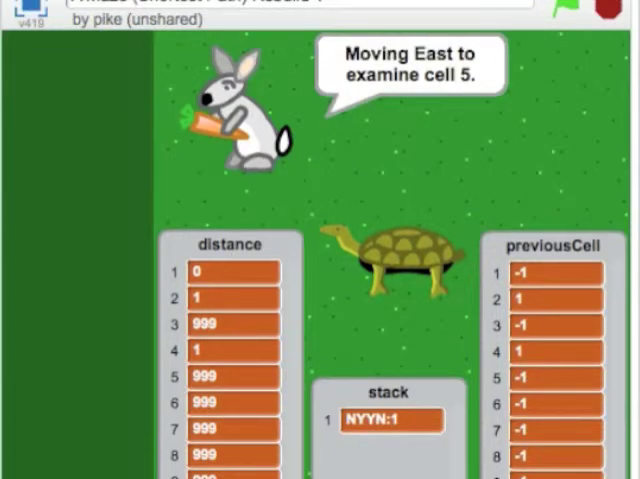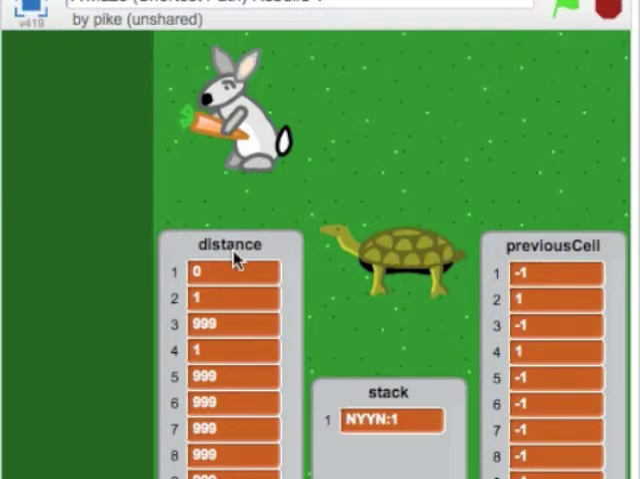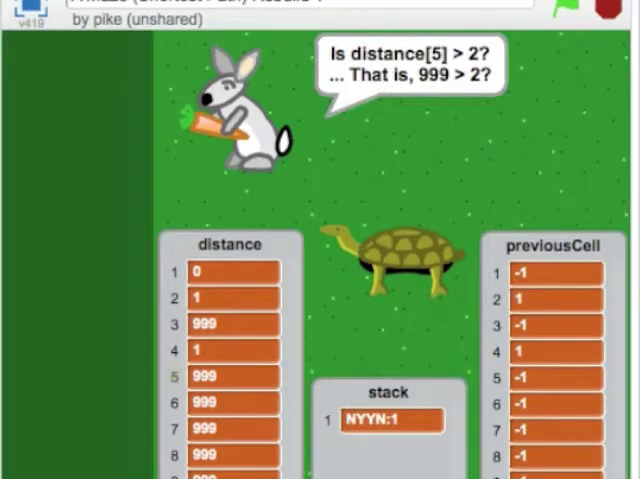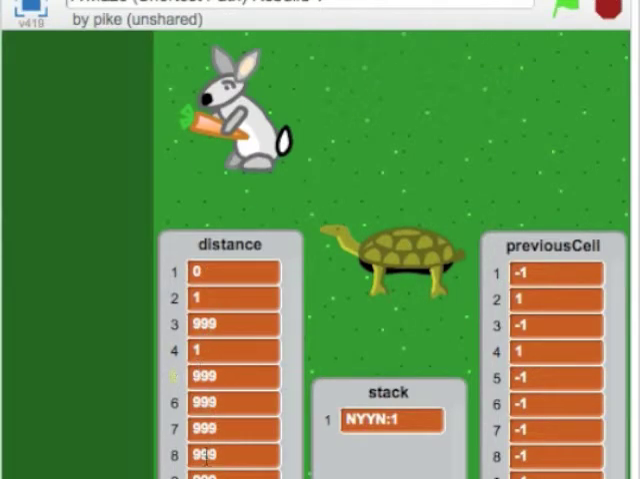As I did with the original rabbit, I'm going to start by moving to the east of cell 4. That puts me here on the turtle. And I ask myself, in the distance table, is the entry for this cell greater than 2? Why 2? Because I've traveled 2 cells to get here. And it is bigger than 2. 999 is bigger than 2.